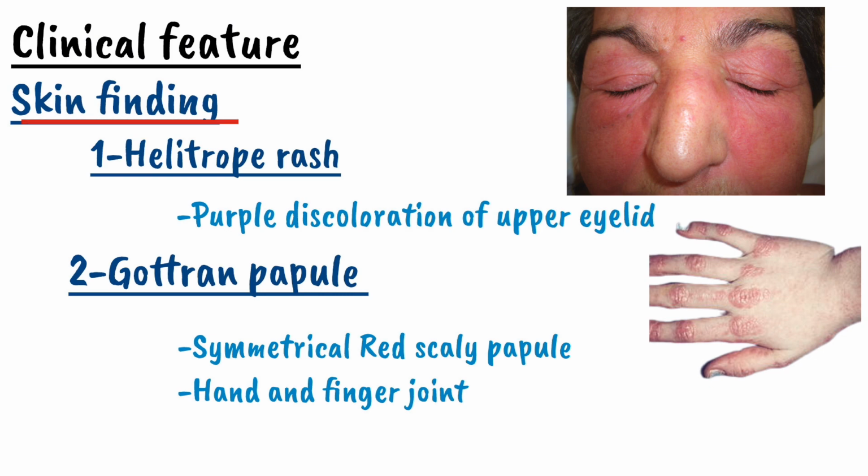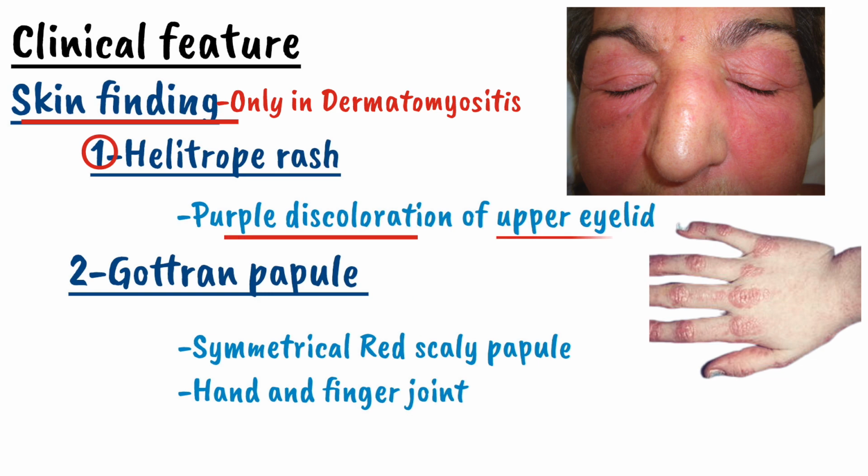The skin findings are present primarily in dermatomyositis. They are absent in polymyositis. So what are the clinical findings which occur in dermatomyositis? They include a heliotrope rash. The heliotrope rash is a purple discoloration of the upper eyelid. Apart from the upper eyelid, it can also involve the cheek, nasal bridge and knuckles. You can see the purple discoloration of the upper eyelid in this image. This is called a heliotrope rash.